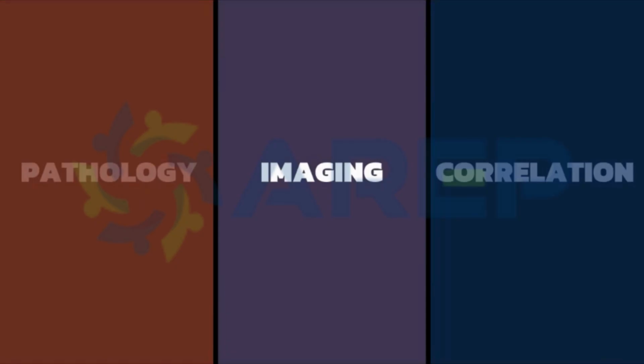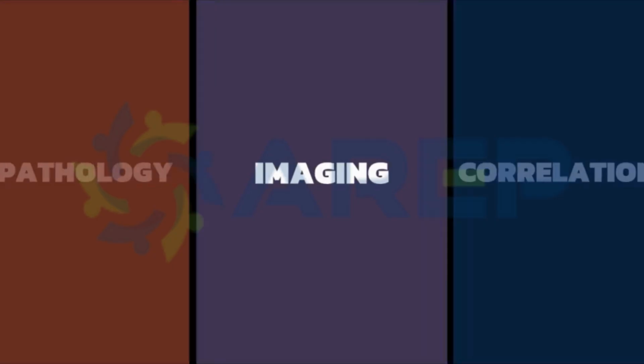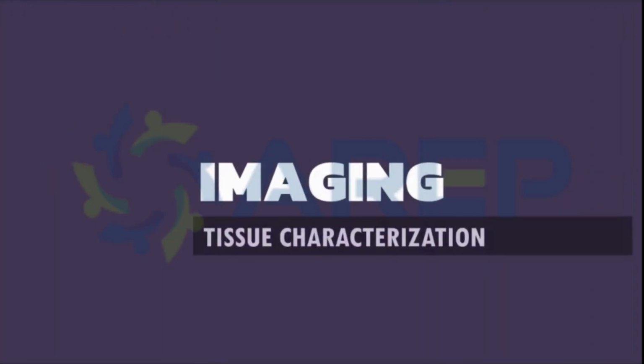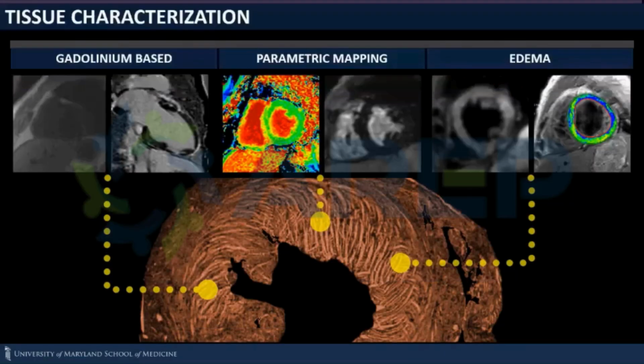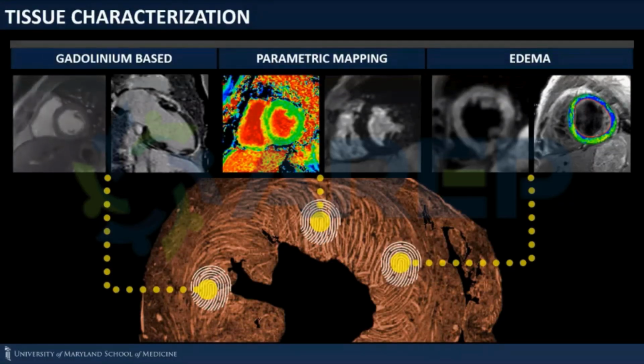So based on that, what are the imaging techniques we can use to identify this injury? So essentially, we want to characterize the tissue to understand the underlying process. And there are a variety of different ways that we try to characterize the tissue using MRI. Primarily, we use gadolinium-based tools. So we look at the perfusion of the myocardium and we look at enhancement.